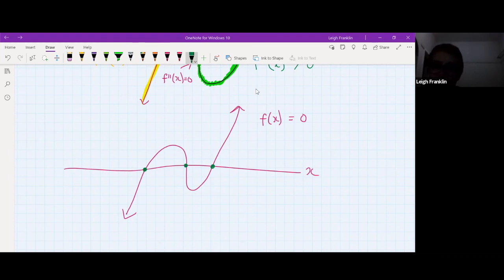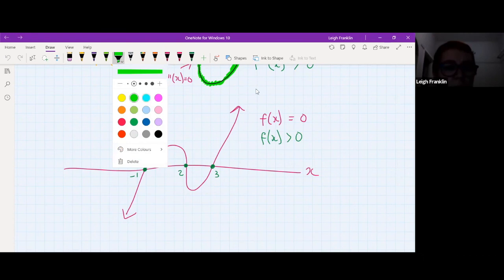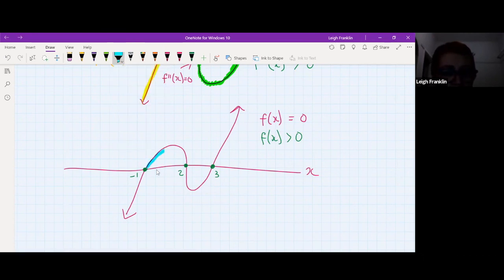Let's pretend that value of x is -1, and let's pretend that's 2, and let's pretend that one's 3. These are the x-intercepts. If I say to you for which values of x is f of x greater than 0, where is y positive? Y is positive above the x-axis. So it's going to be between here and there, or bigger than 3. Does that make sense to you? That is where y is positive.